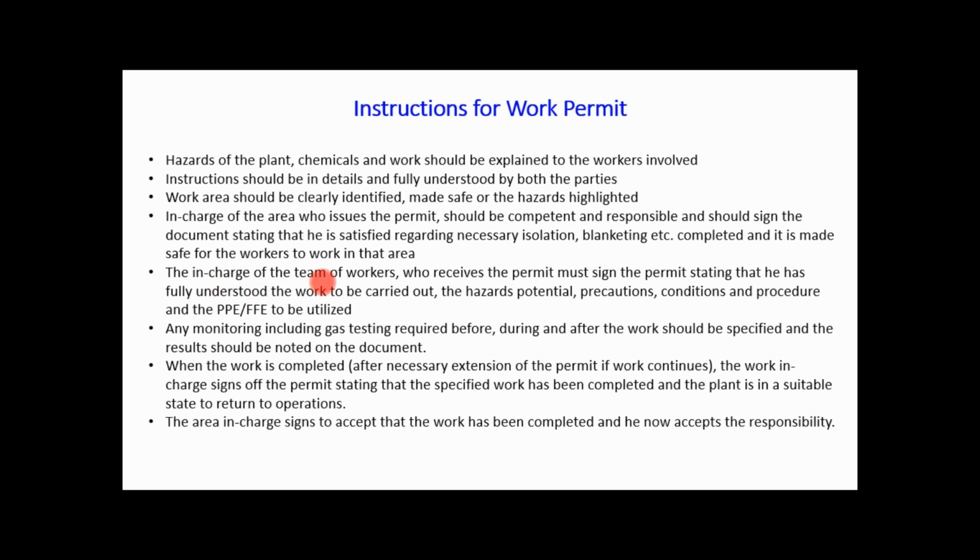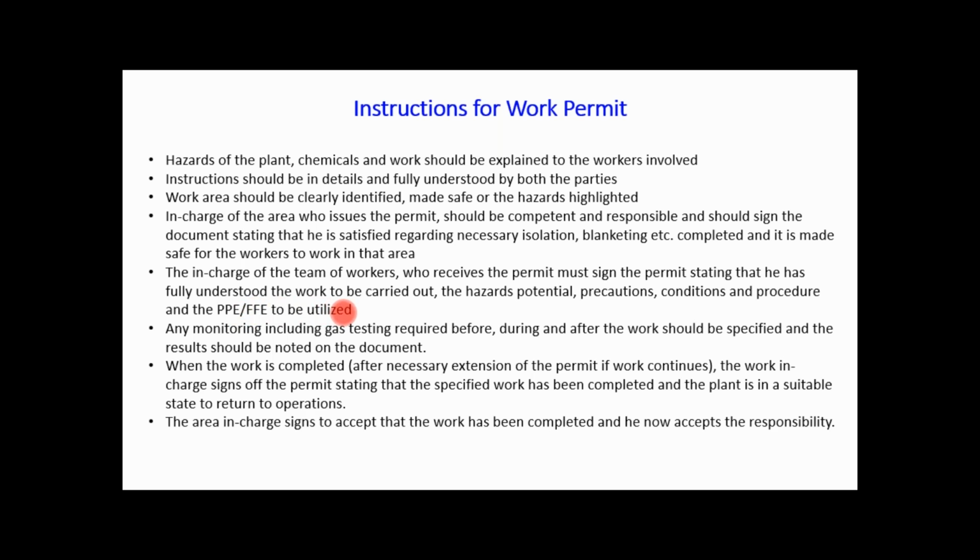The in charge of the team of workers who receives a permit must sign the permit stating that he has fully understood the work to be carried out. So both parties are very important: who is going to issue that permit and who is receiving that permit. The person who is going to receive that permit, who is the leader of that team, should also sign a paper where he clearly mentions that he fully understood the work to be carried out, the hazard potential, the precautionary measures, the conditions and the procedures, and the personal protective equipment or firefighting equipment to be utilized.